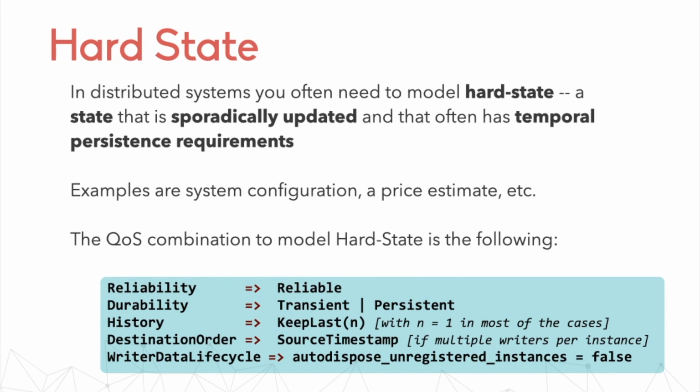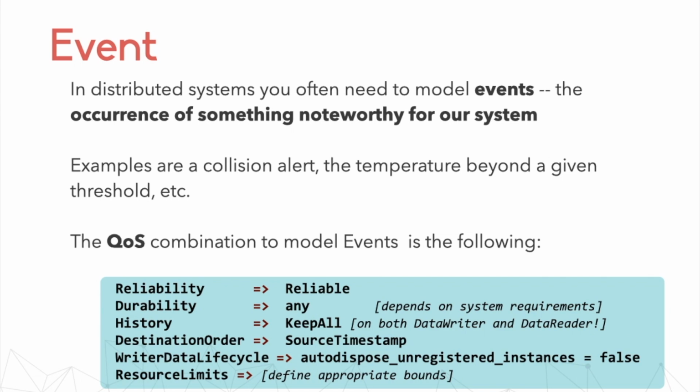Why? Because by default this is set to true, and if you want this information to be maintained by the DDS durability service, then when that is set to true, once you terminate the writer, the instance is automatically disposed. The problem is that disposal is automatic, and the data will be garbage collected, and this is not what you want.